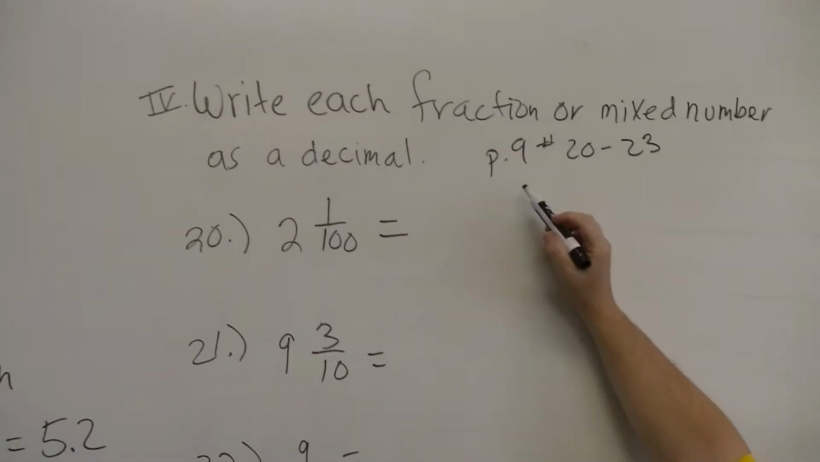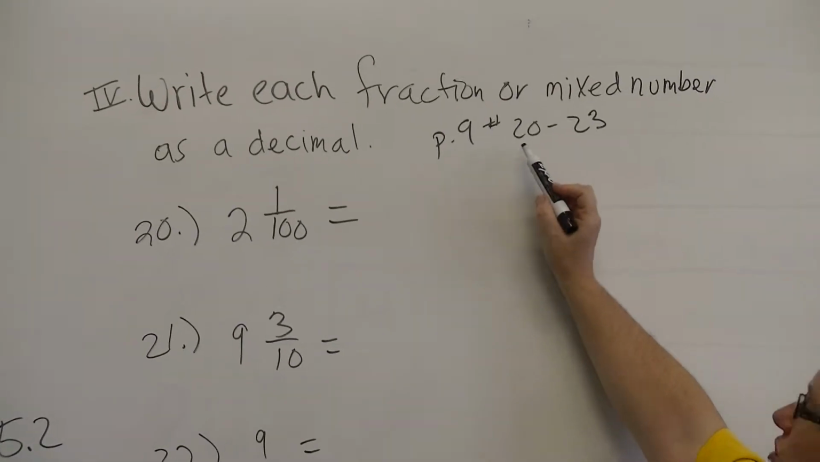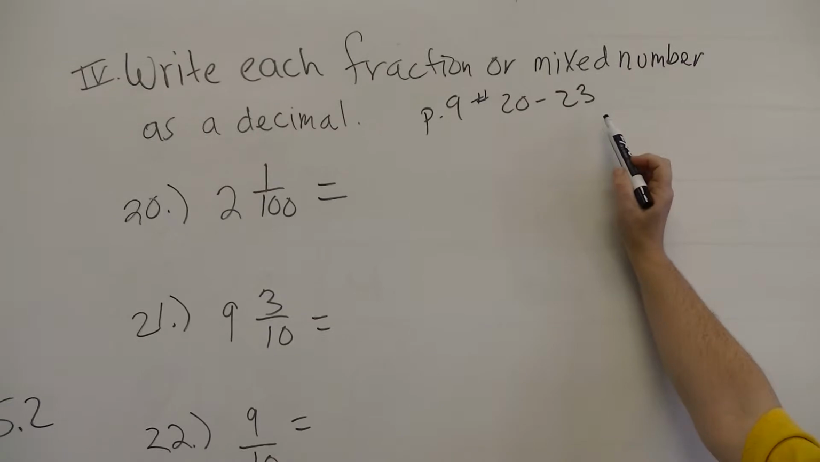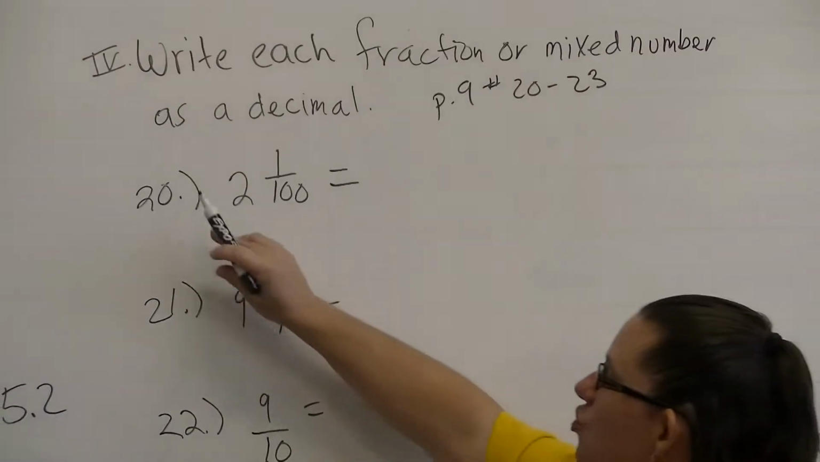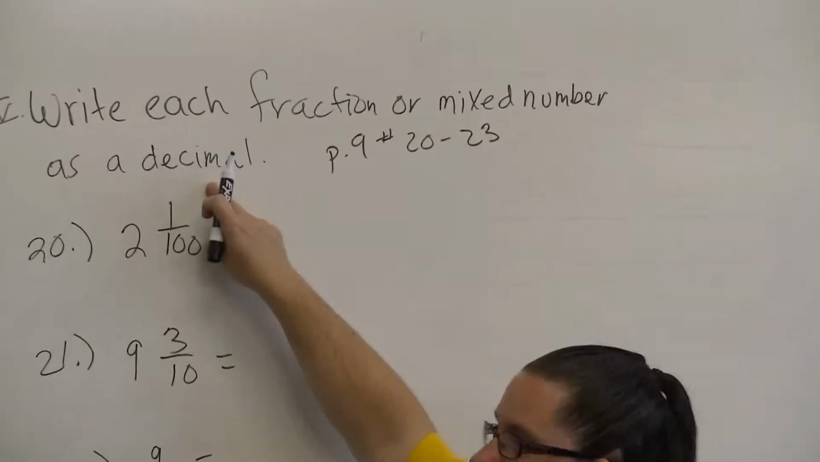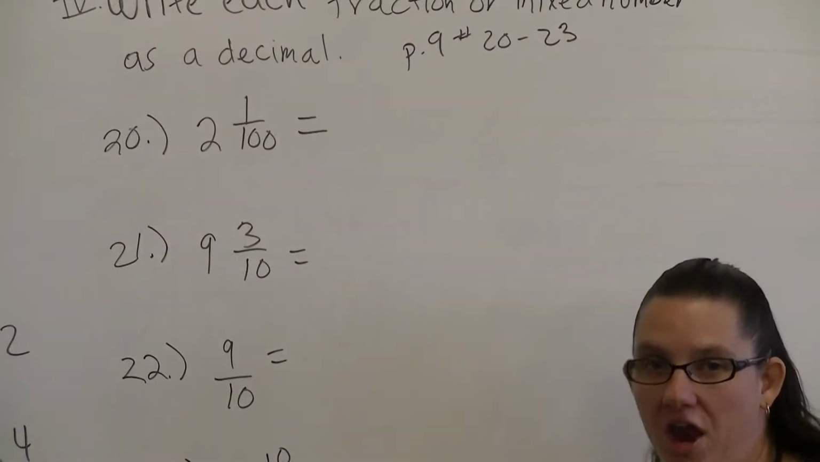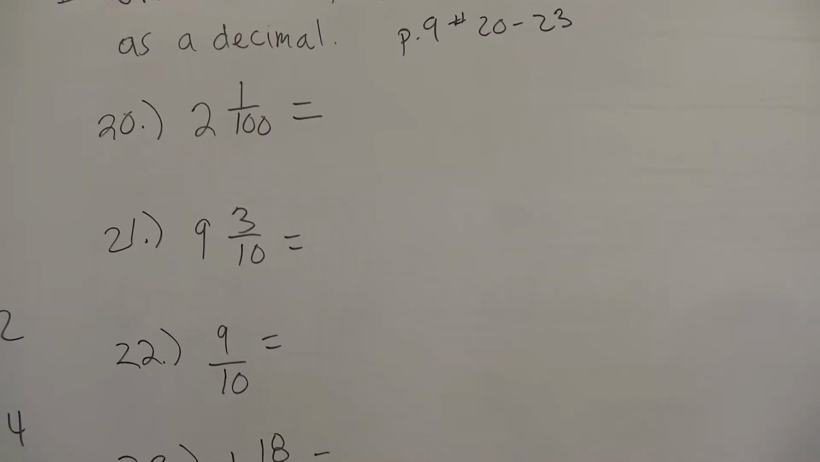Okay, and these practice problems you can follow with me are on page 9, and we're going to do numbers 20 to 23 together. Okay, number 20 is a mixed number, and I need to change it to a decimal. We read this 2 and 1 1/100ths. Now how am I going to put that as a decimal?